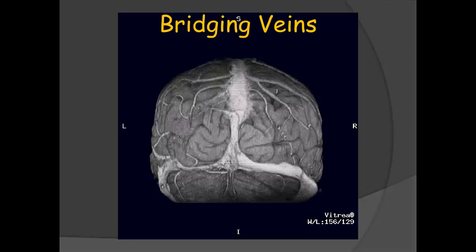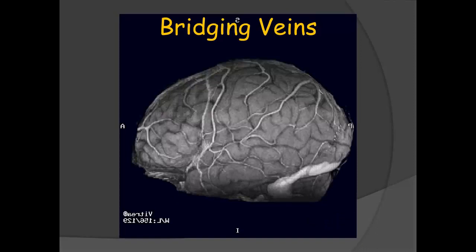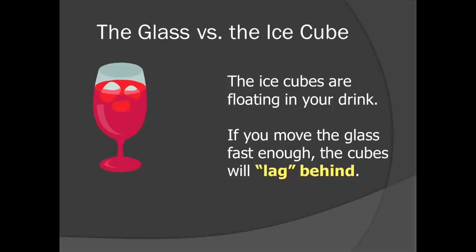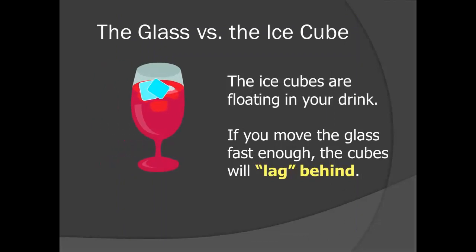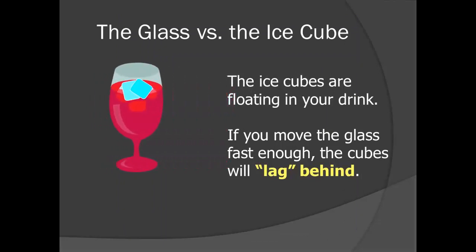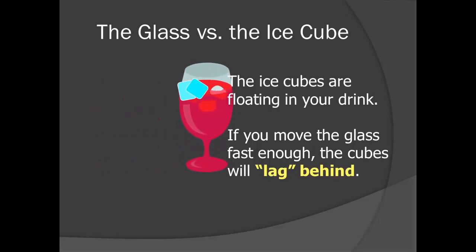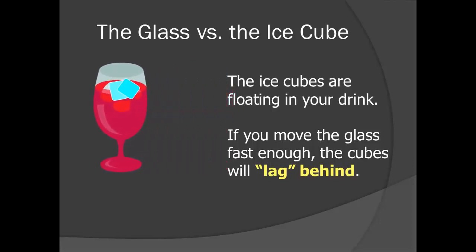If we look at this 3D reconstruction, looking at the patient from behind, we can see how the bridging veins drain the cerebral hemispheres into the superior sagittal sinus. Classically, sagittal forces are more commonly associated with the formation of a subdural hematoma. In the lateral view, once again, we can see how the bridging veins enter the superior sagittal sinus at a roughly 90-degree angle. Now, if you imagine a glass with ice cubes and you move the glass very rapidly, the movement of the ice cubes lags behind the movement of the glass. And a similar thing happens inside of the head.